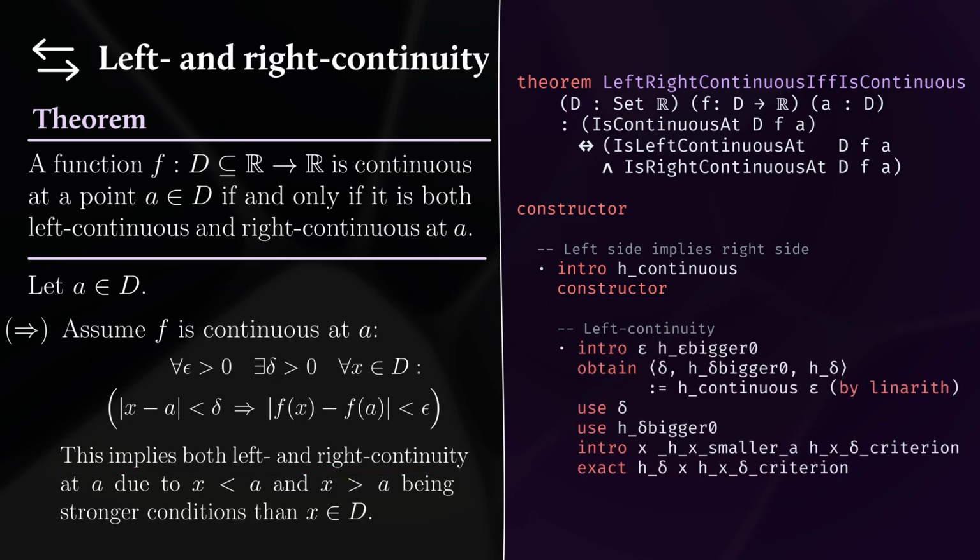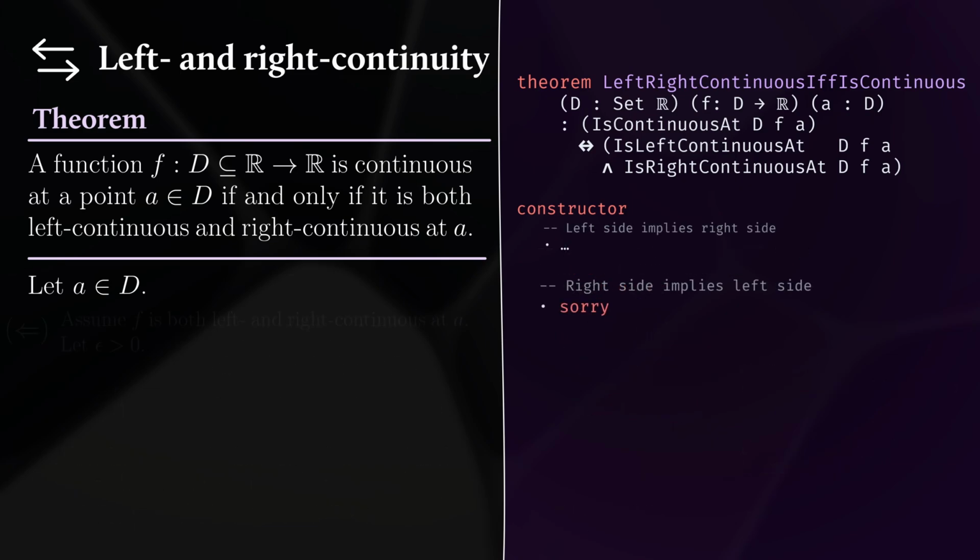For left continuity, first we introduce the epsilon, and then we obtain the delta because we know that f is continuous, so there exists a positive delta, and we can use obtain to get that delta, and we use it. We use the hypothesis that it's bigger than 0, and then we introduce x as always. And last but not least, we use exact and plug in our x delta criterion. For the right continuity, it's basically the same, so I won't show it here. And then the other implication.